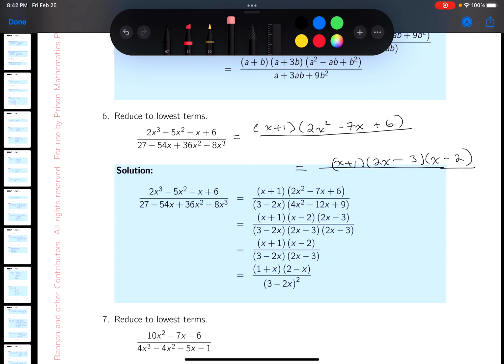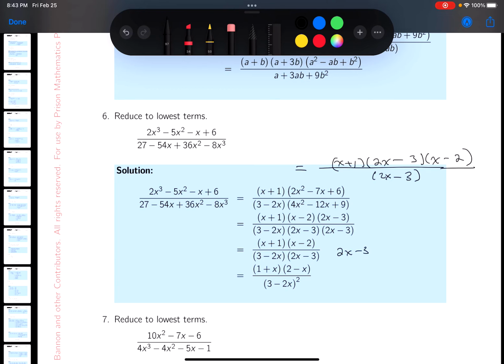And again, my suspicion now is that the bottom has a factor of 2x minus 3. Now someone says, well, what are you going to do about that? I'm just going to do a long division. This is a variation of what you could do. I'm not saying it's what you're going to do, but you could do this. Let's write it down.